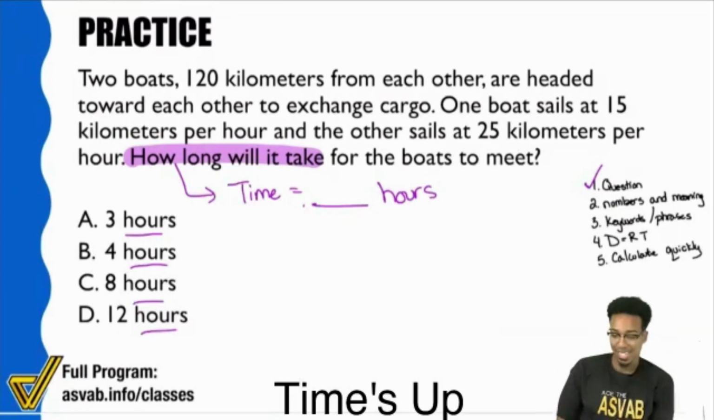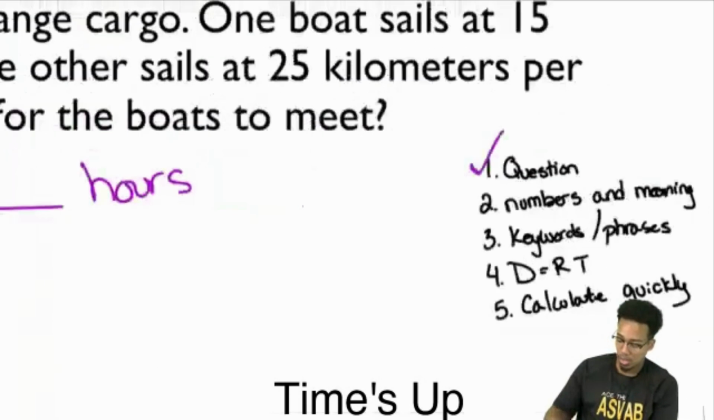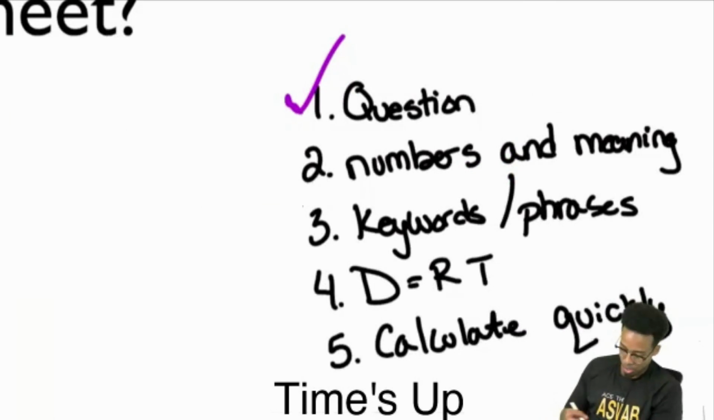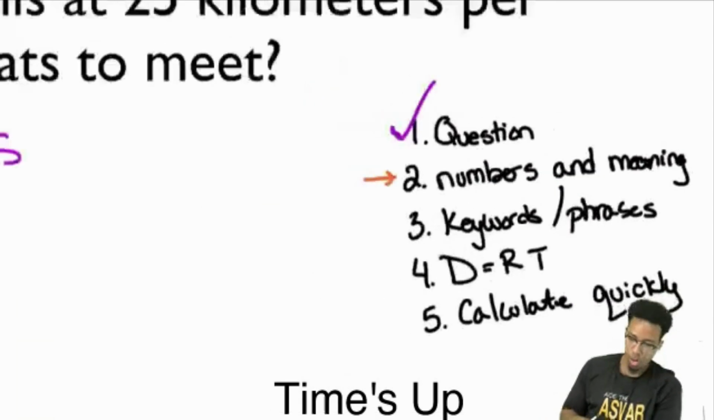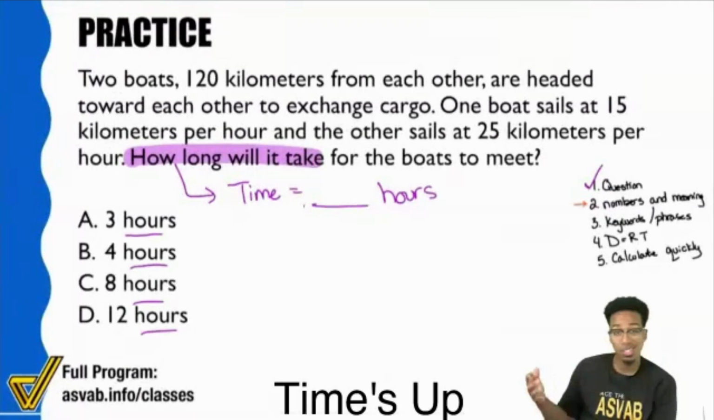Sweet. Next, what we need to do now is understand the numbers and meaning. So let's go ahead and take a look here. That's where we are. The numbers and the meaning. What is this all about?